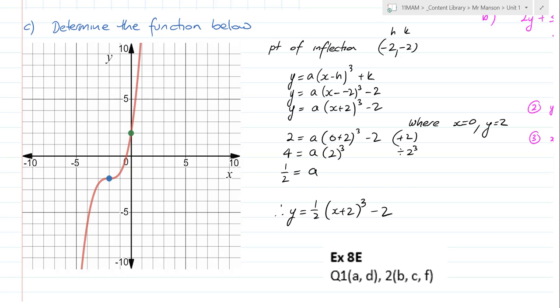And there's my function. Exercise 8E, I'm going to give you 10 minutes to try and do 2 of those if you can, maybe 3. Thanks. You're welcome. Sophie? See you later.